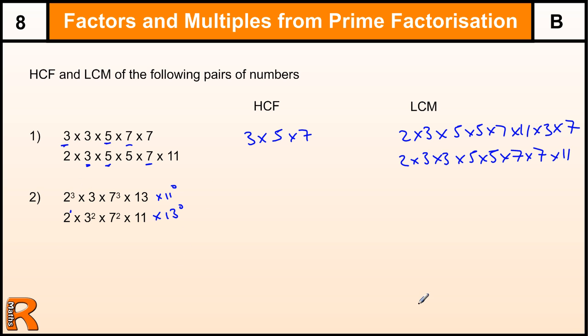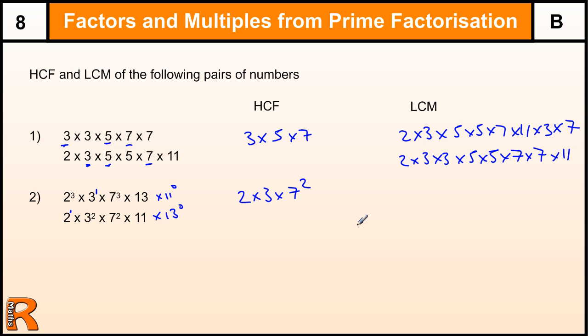So our lowest power of 2 is going to be 2 to the power 1, which is just 2. Our lowest power of 3 is 3 to the power 1, which is just 3. Our lowest power of 7 is 7 squared, and the lowest power of 11 is 11 to the 0, because there's no 11 and there's no 13, so it's just 2 times 3 times 7 squared.